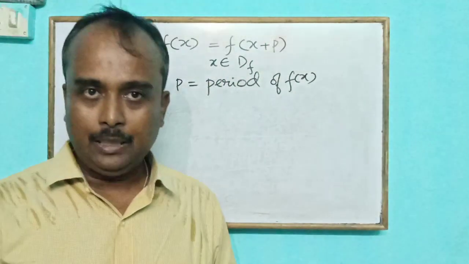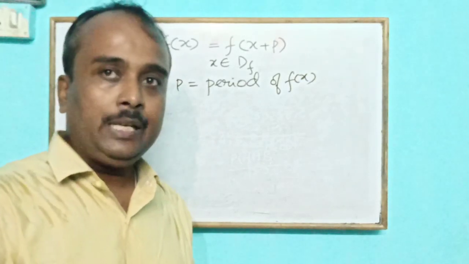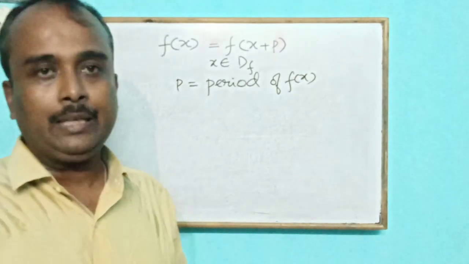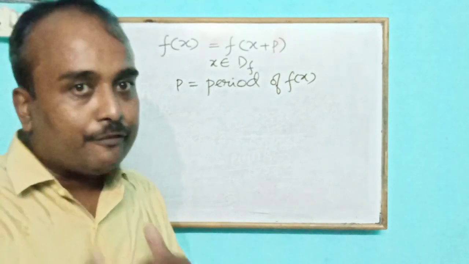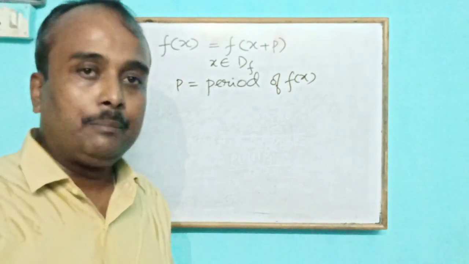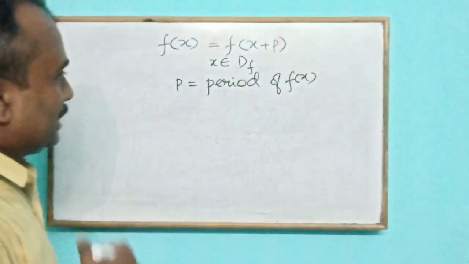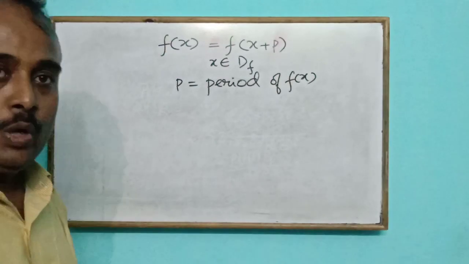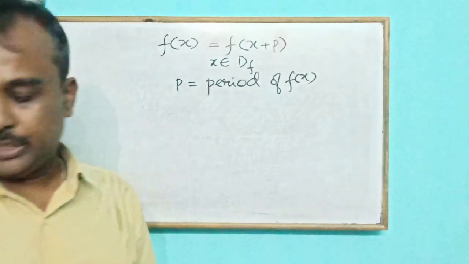Means we will get a number for which f of x plus p, whatever functional value we get, and f of x will be same. Means after certain period the number or the function repeats its value. So let us understand how a trigonometric function also behaves like a periodic function.